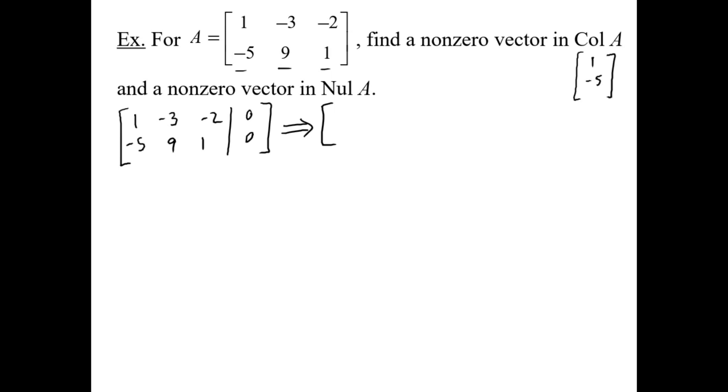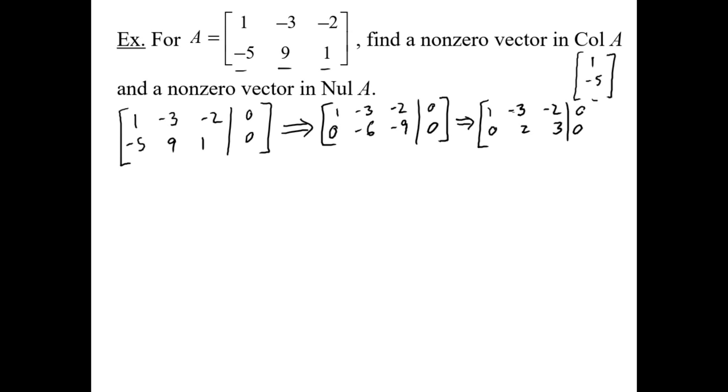Okay, so again, top row is fine. Oh, these numbers look familiar. Okay, so we get 0, -6, -9, 0. And this time we really do want to solve this out. I'm going to divide the bottom row by -3. 1, -3, -2, 0, 0, 2, 3, 0.